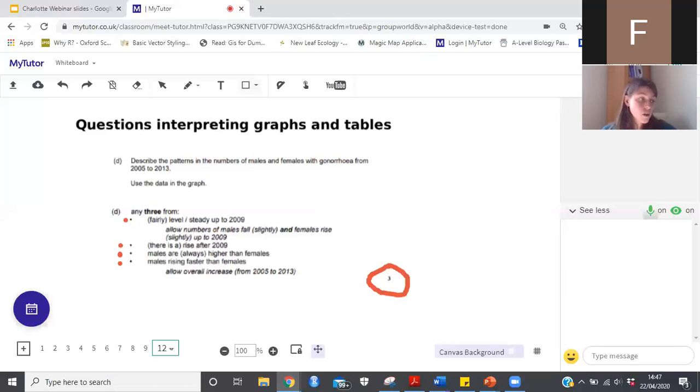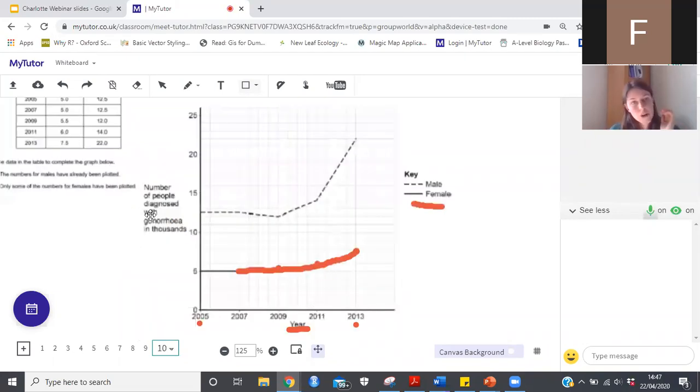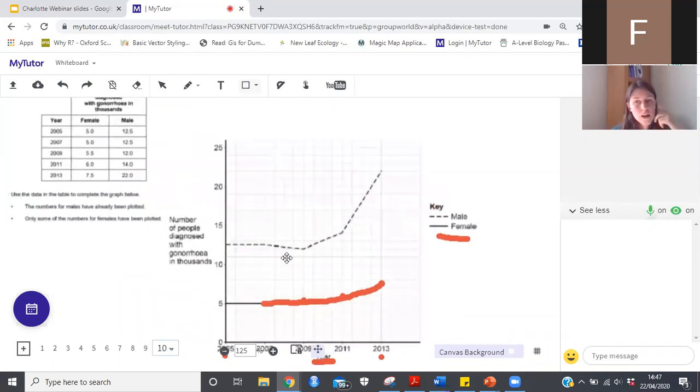Is the line a dot to dot or line of best fit? That's a really good question. So let's go back to the graph and have a look at the type of data that we've got. We can see from the male dotted line that we have roughly straight lines between points. So that gives us an indication.